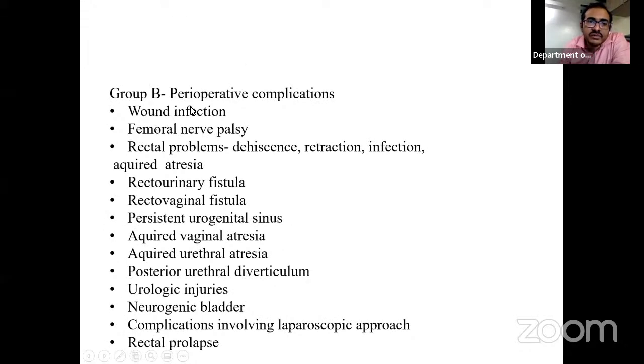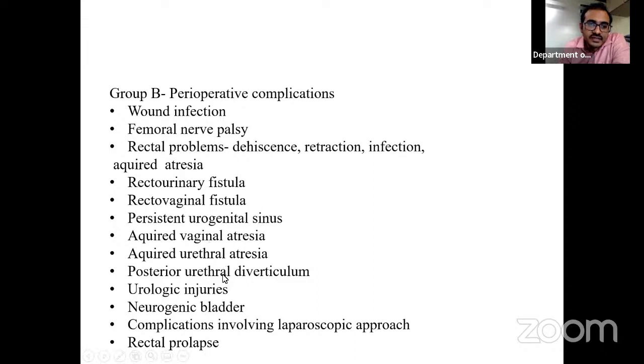Now, group B is the patients who have post-operative complications like wound infection, femoral nerve palsy because of positioning of the patient, then rectal problems like dehiscence, retraction, infection, or acquired atresia, and recurrent fistulas like rectourinary fistula or rectovaginal fistula. Then many patients have a persistent sinus. If the fistula is missed during surgery, it will be a persistent fistula or sinus, and if it occurs again, that is a recurrent fistula.